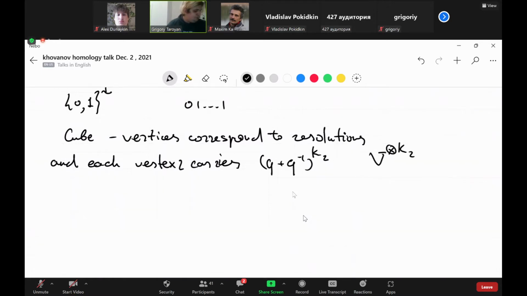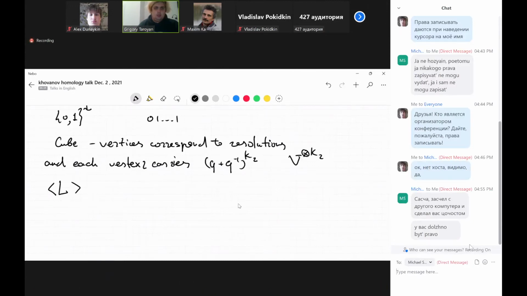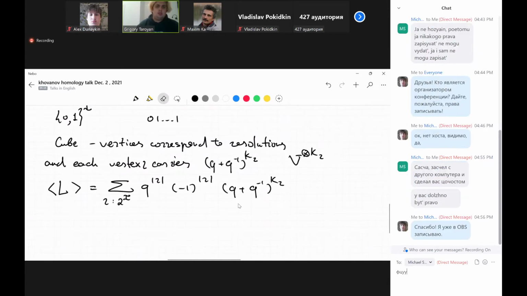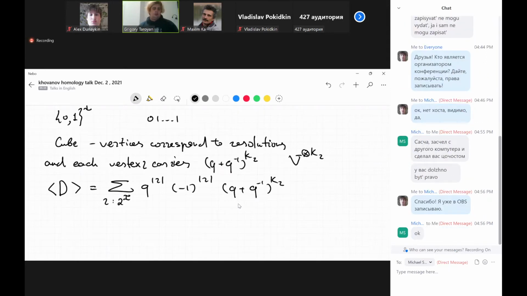So now, when we're computing the Kauffman bracket, we just need to take the following sum with signs. We take the sum over all vertices of a Q with the following sign and multiply it by these factors. Grisha, once again, you mean D in the bracket inside the bracket? Yes. Thank you for correcting me. So that's the way to compute the Kauffman bracket.